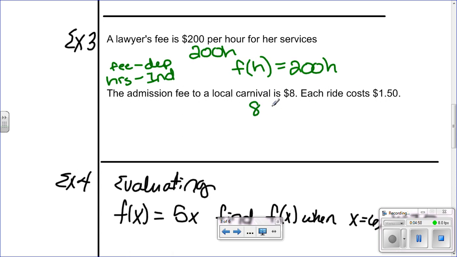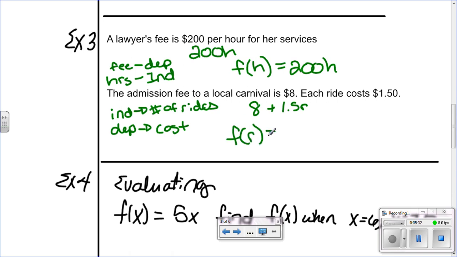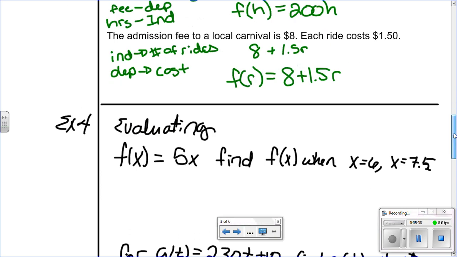The admission fee to a local carnival is $8. And then we want to ride rides, so we have to add more onto that: $1.50 per ride. So what are our independent and dependent variables? The total cost depends on the number of rides that we want to ride. So dependent is cost, while independent is number of rides. We could write this as F of R is equal to 8 plus 1.5R. So cost is equal to these two added together.